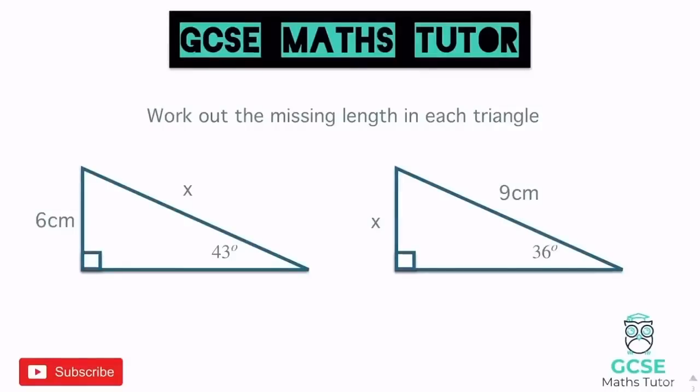Okay, so looking at trigonometry. Now the hint that we're going to be using trigonometry is we've got a right angled triangle and there's an angle within them. So looking at this one on the left to start with, because we're going to work out the missing length in these two triangles, I'm going to start with this one on the left.